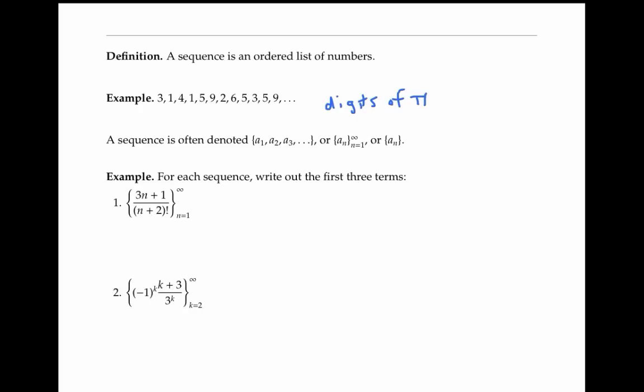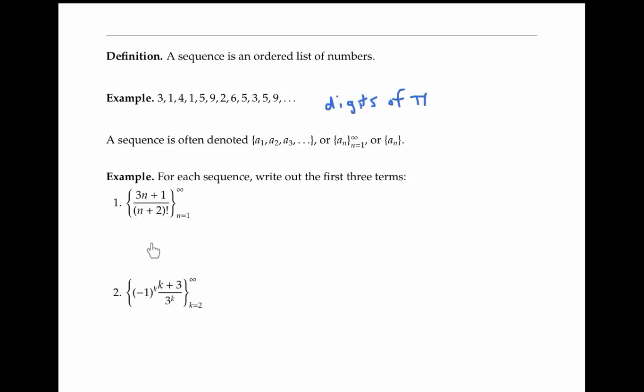A sequence is sometimes described abstractly with letters in place of numbers, a sub 1, a sub 2, a sub 3, and so on, or more concisely, by writing a sub n with these curly brackets. Here we're told that the index n ranges from 1 all the way up towards infinity. Sometimes the sequence is written just a sub n with curly brackets. Here it's implied that n ranges through all positive integers.